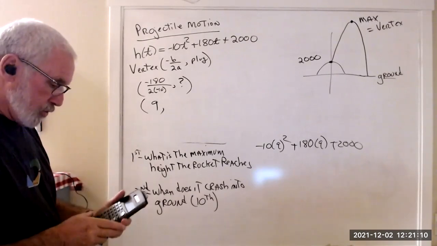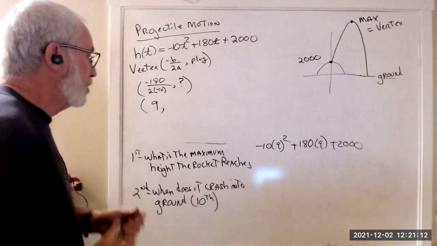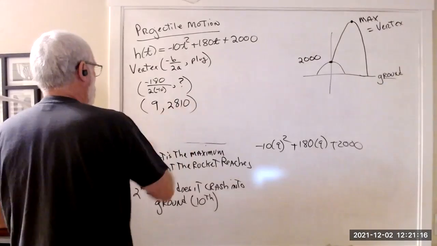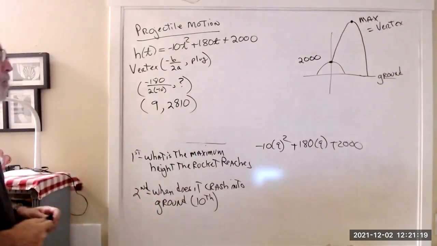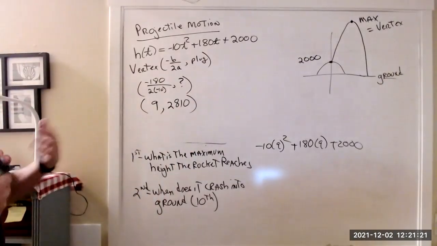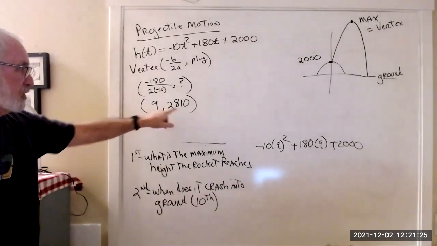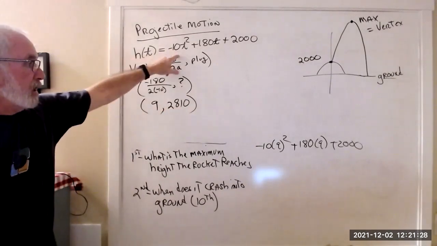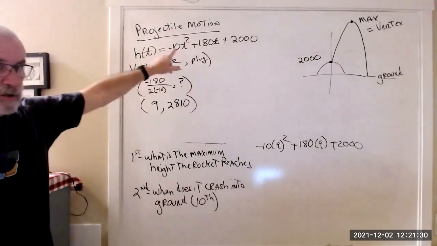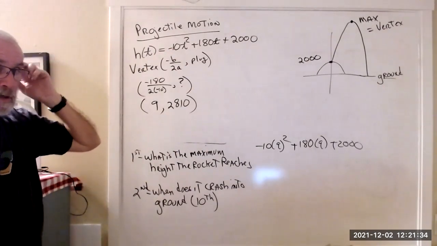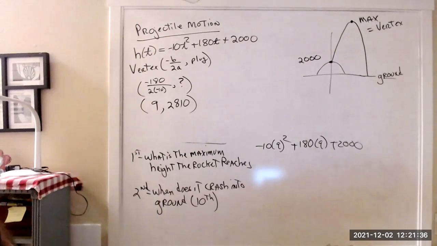I get 2,810. Okay, so that's my algebra. Can anybody confirm the 2,810 when I take 9 and plug it into this mess? I got 2,810. Can anybody confirm or not? That's what I got. That's what you got?